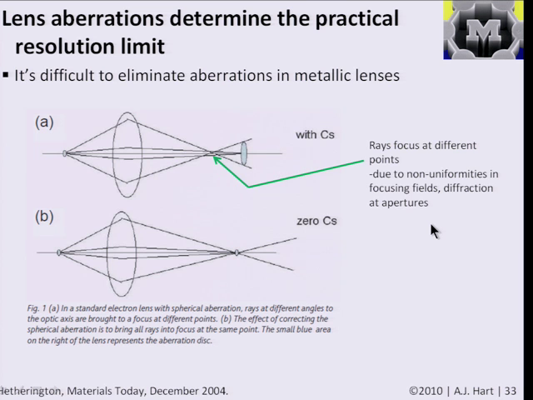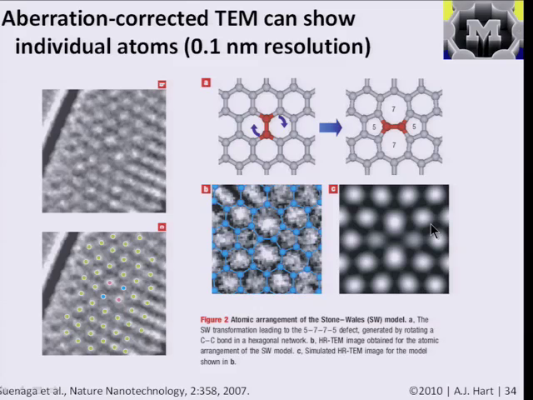So by understanding this and developing software to correct for it based on the CCD image, it's now possible to take these very, very high resolution pictures of materials and, for example, image the placement of atoms and individual defects.